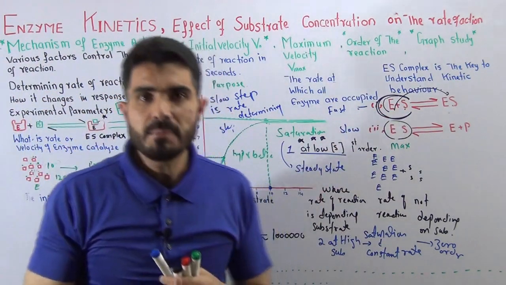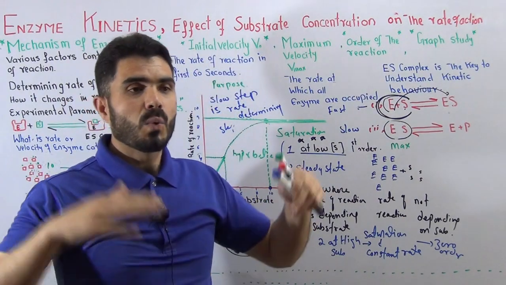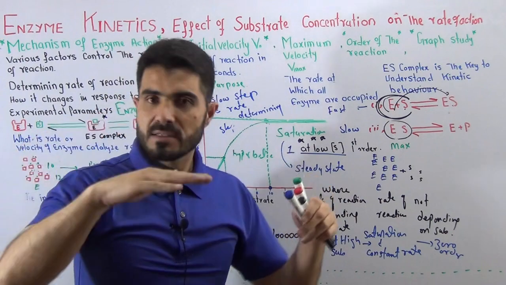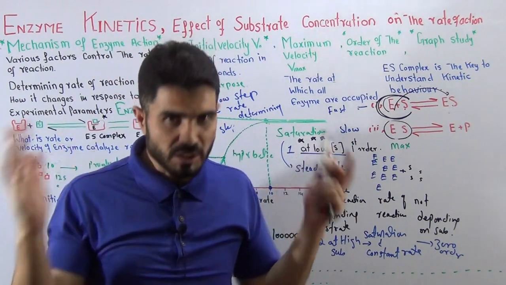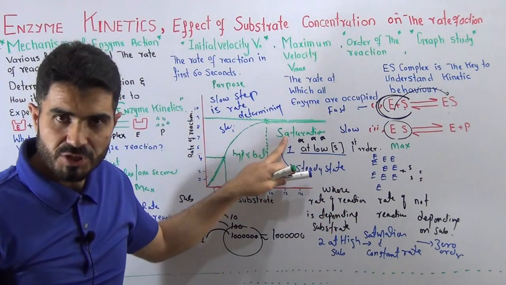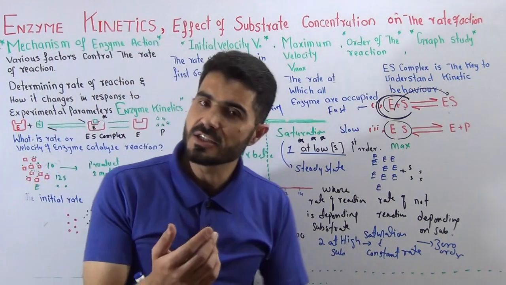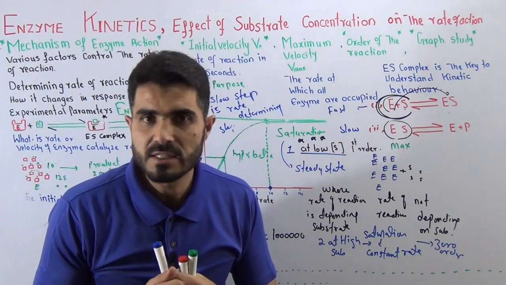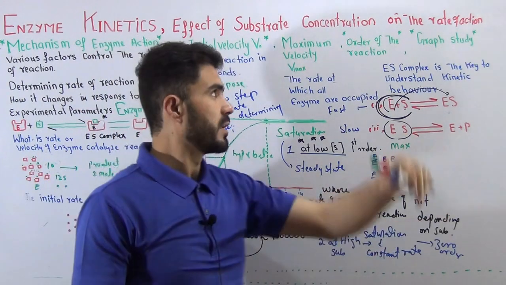After some time, another situation came where we had a maximum rate and further increase in the rate was not possible. This situation was called the saturation or the steady state condition. At this stage, no further increase in the rate was possible. We called this reaction a zero order reaction.